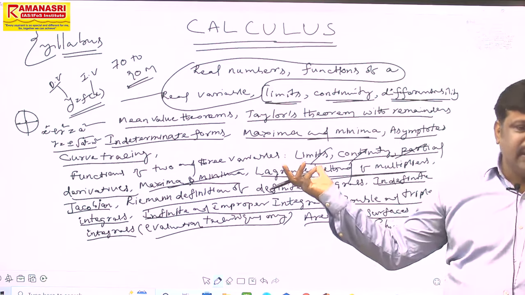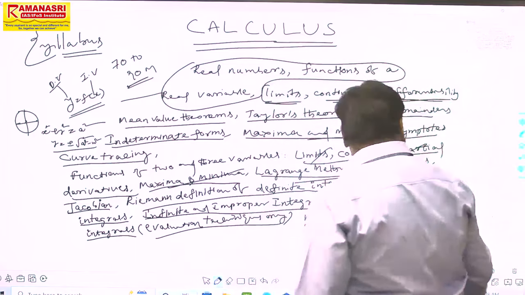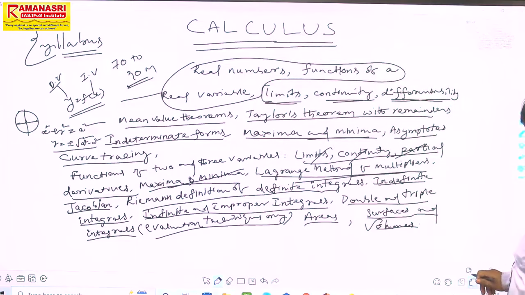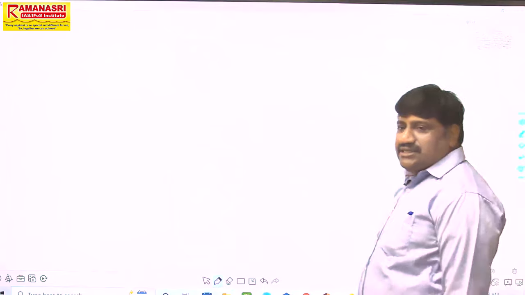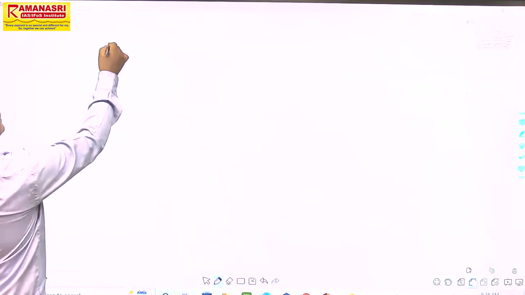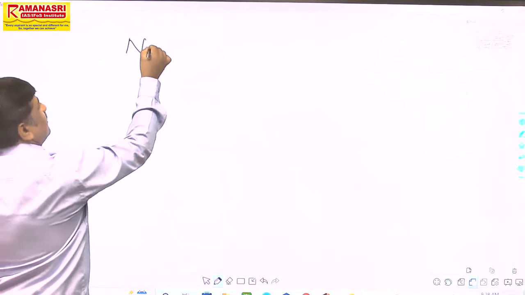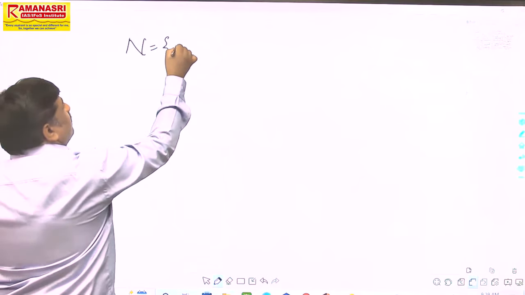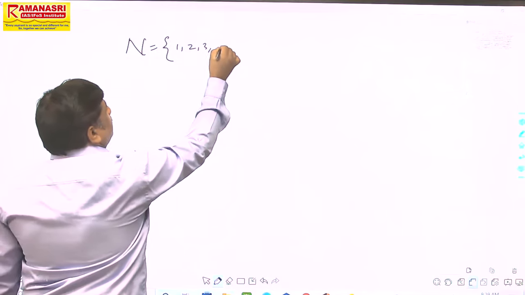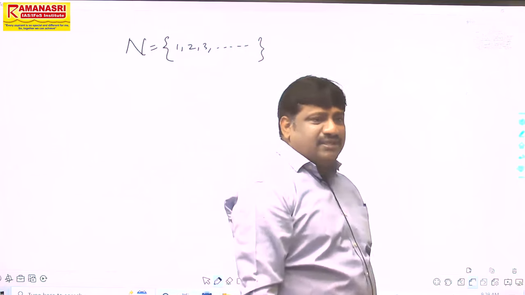limits and continuity. Okay, right. And real numbers means, you know that, what is the real numbers? Would you tell me? Real number. Okay, real numbers. First you need to know the natural numbers or counting numbers. Natural numbers are counting numbers: 1, 2, 3, and so on.